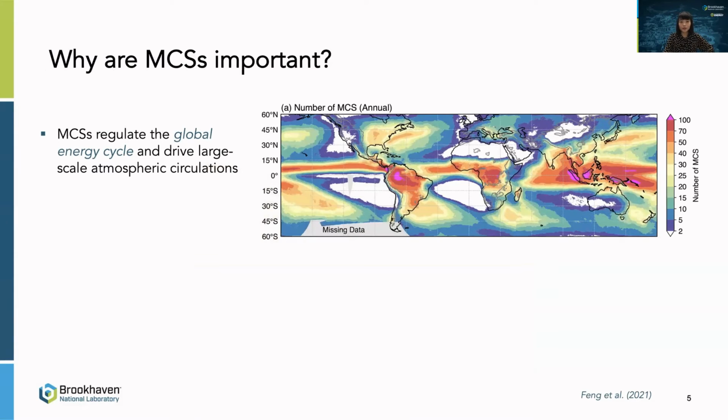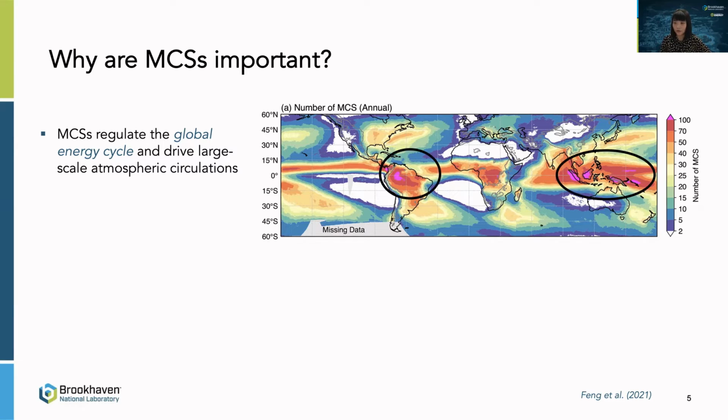So why do we care about MCSs? One of the reasons is that the influence of these clouds extends far beyond the scale of an individual system. They regulate the global energy cycle and drive large-scale atmospheric circulations. This plot on the right side shows you the number of MCSs that occurred each year on a global scale. And you can see that in the tropical regions, we have a large number of MCSs detected each year.